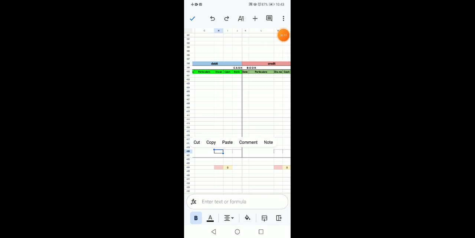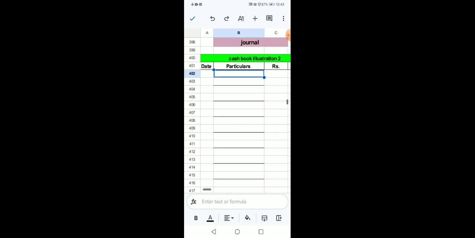Now here is the question: how can these transactions be posted into the ledger? The rule is very simple. You will see only three elements: cash, discount and bank. When you see cash is present in the journal entry on the debit side, what you will do is choose the same debit side in the cash book, choose the cash column of the debit side, and write the amount.